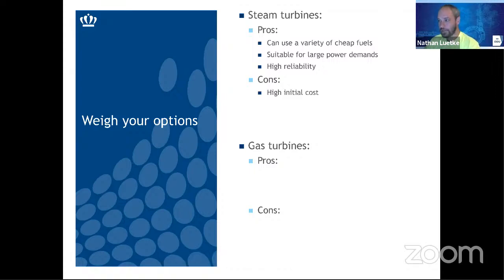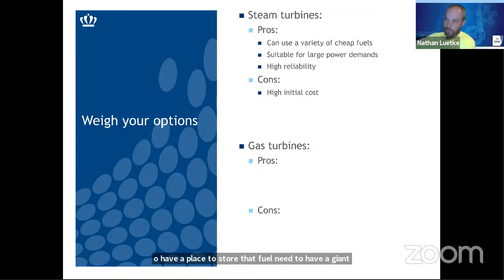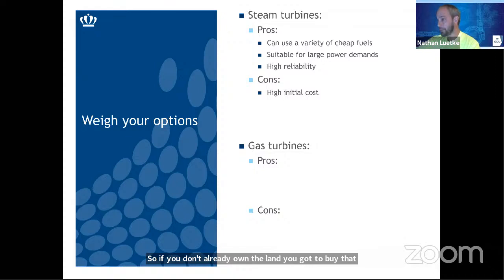It costs a lot to build a steam power plant. You need to have a place to store the fuel. You need to have a giant boiler to burn the fuel. You need to have a place for the turbine. They're big, they're expensive. You've got to have a cooling system. Usually it's got to be river water somewhere or lake water. So you've got to be on the ground next to a big body of water. Waterfront property is expensive. So if you don't already own the land, you've got to buy that land. It's very expensive to, or kick the people out with eminent domain, which hopefully you don't do. But again, high initial cost.